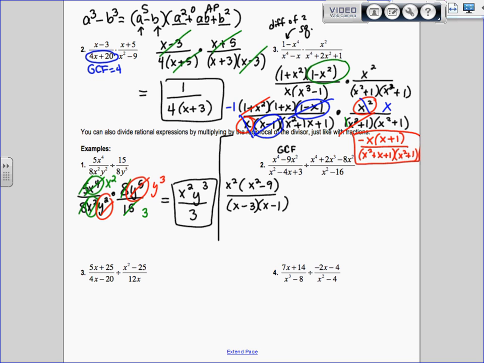Okay. Now I'm going to flip the second fraction. I'm going to flip it over. So my x squared minus 16 is now going to go on the top. So I'm going to have x plus 4 times x minus 4.